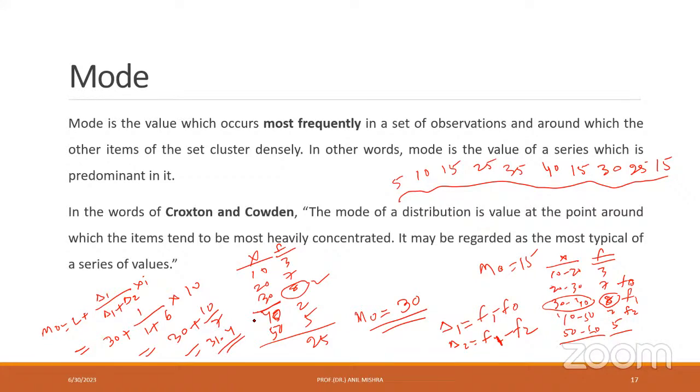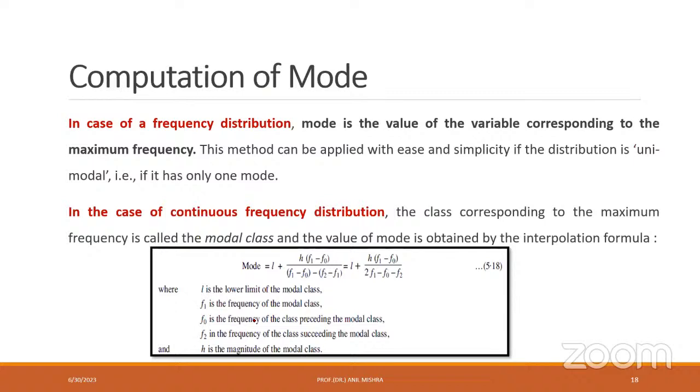Got it? So that is the way to calculate the value of the mode in the case of a continuous series. We take into account certain formulas here, mark it. We can calculate the value of the mode this way, where delta 1 means f1 minus f0 and delta 2 means f2 minus f1 or f1 minus f2, whatever the case may be.